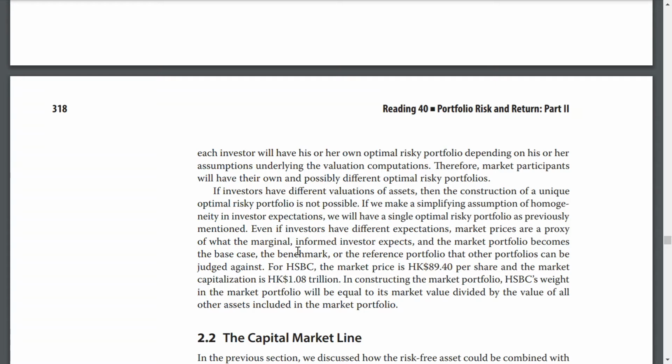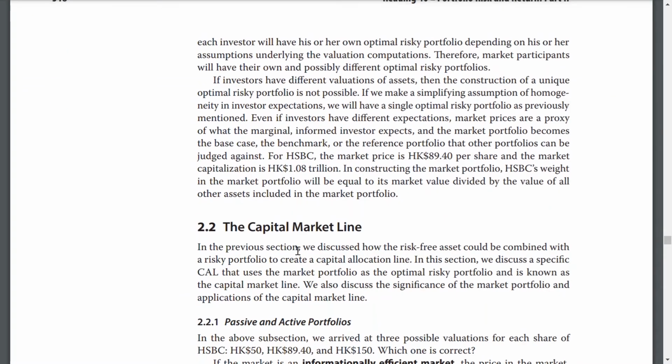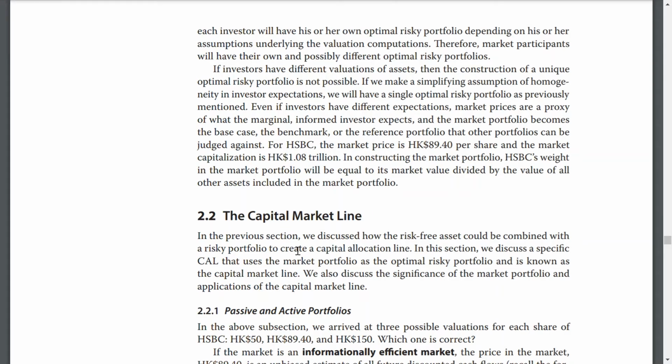For HSBC, the market price of Hong Kong $89.4 per share gives a market capitalization of Hong Kong $1.8 trillion. In constructing the market portfolio, HSBC's weight in the market portfolio will be equal to its market value divided by the value of all other assets, including the market portfolio.